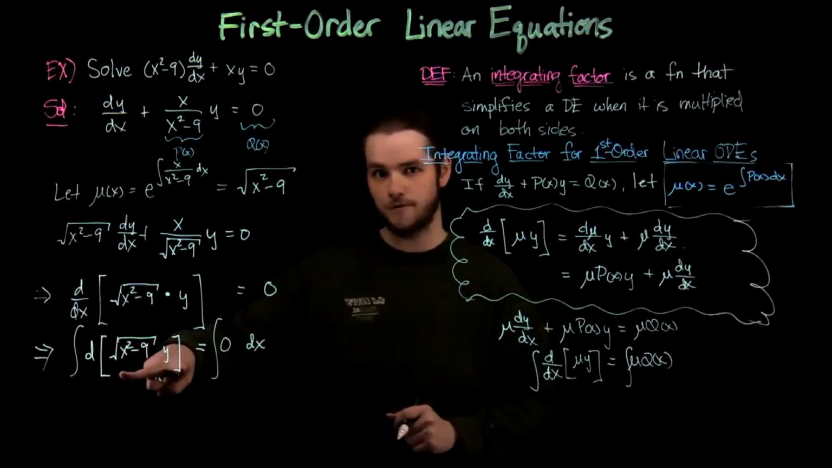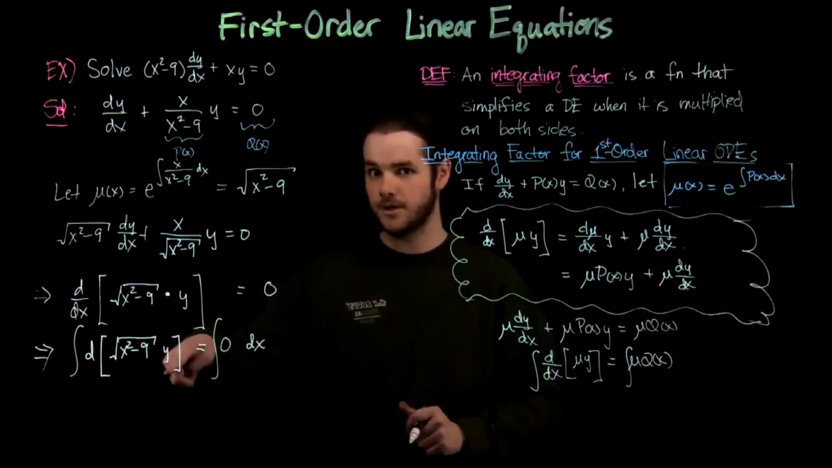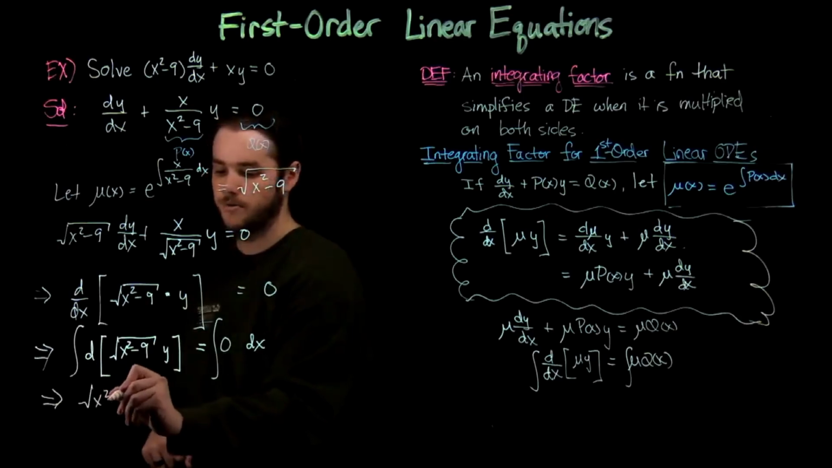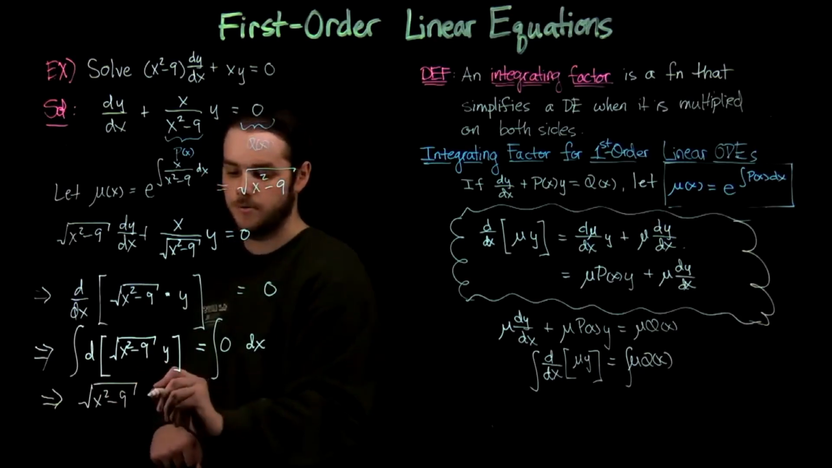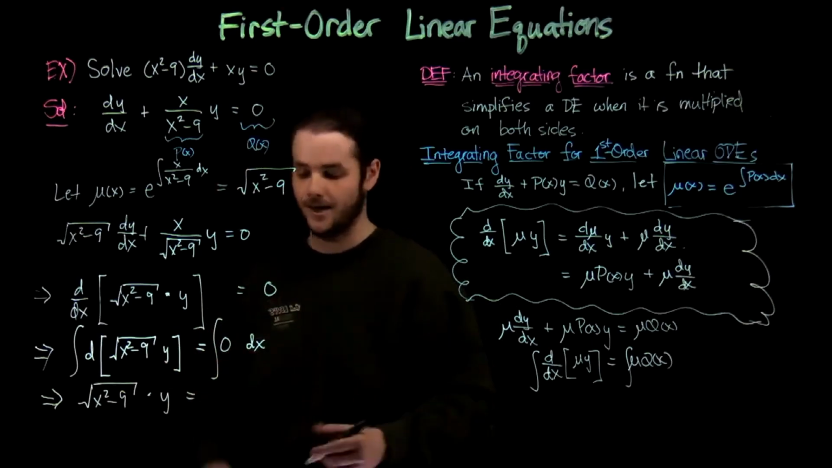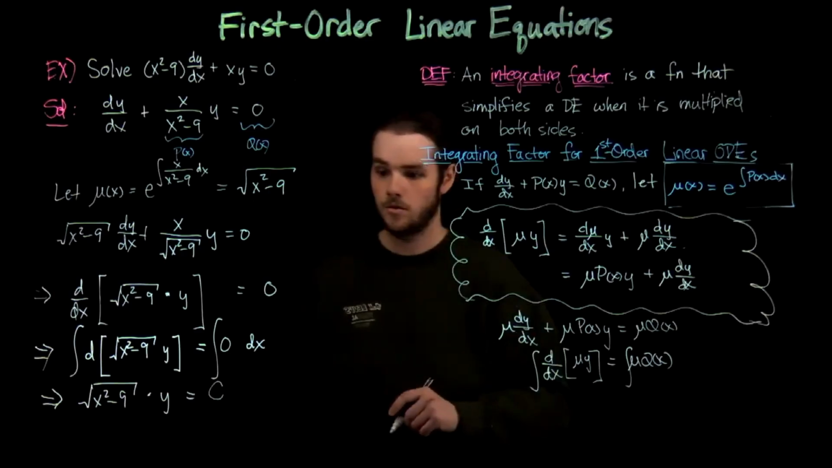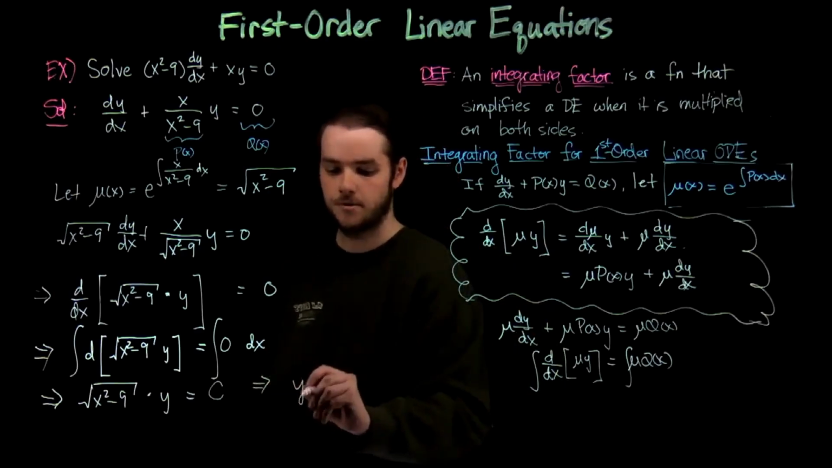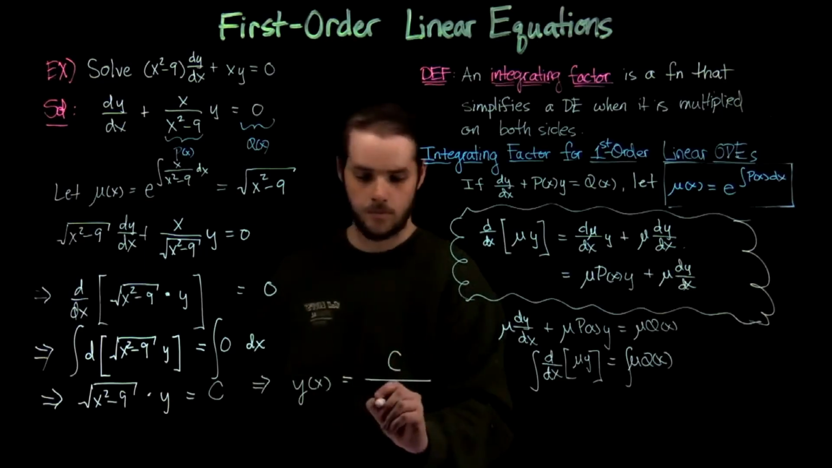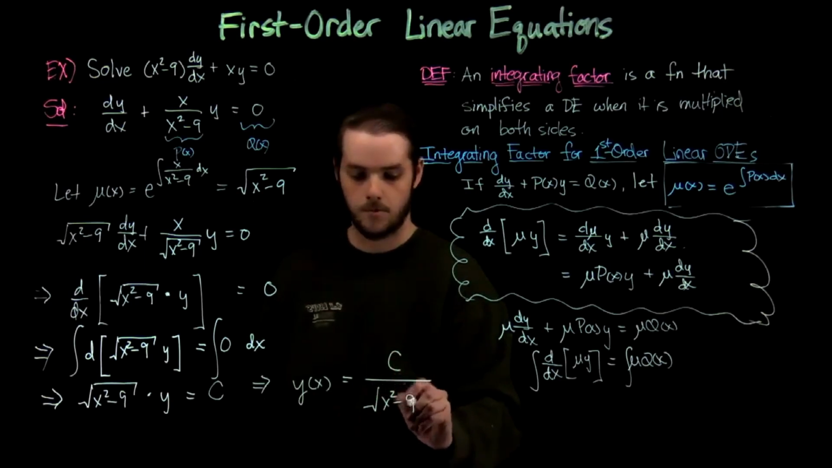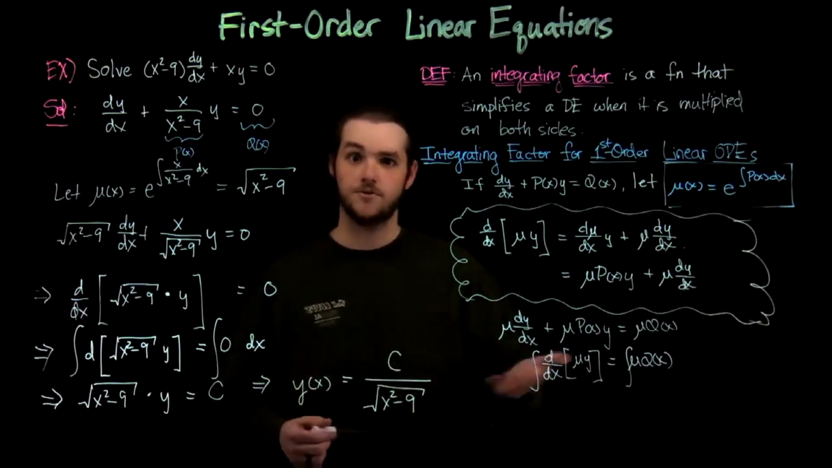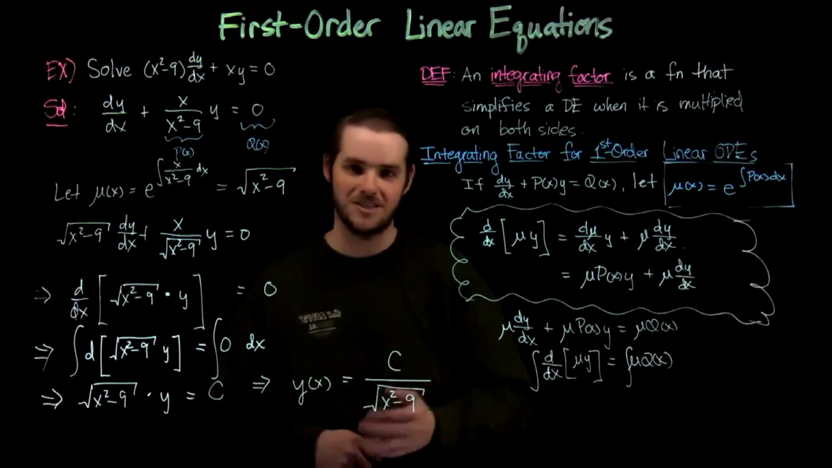And now it's a little bit more clear when I integrate both sides. If you think about this as your variable, the antiderivative of 1 is just the variable, right? Which is root x squared minus 9 times y. And of course the integral of 0 is just a constant. Last step here is that I should isolate y for my general solution. And as a fun exercise, I would recommend that you try, after this video, using variation of parameters to see if you can get the same answer.